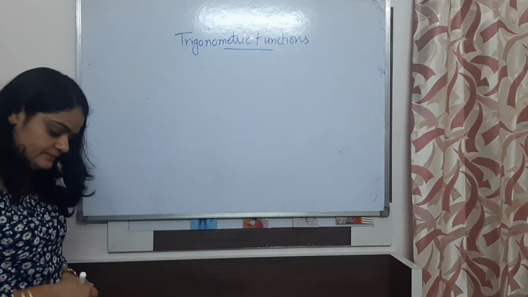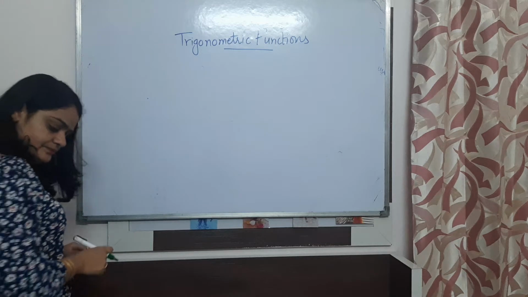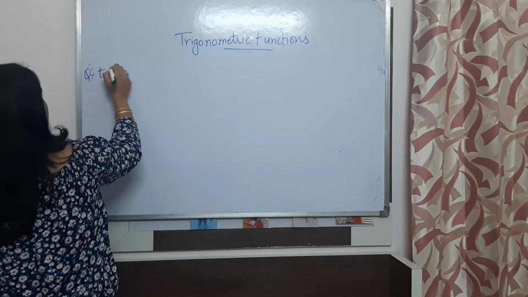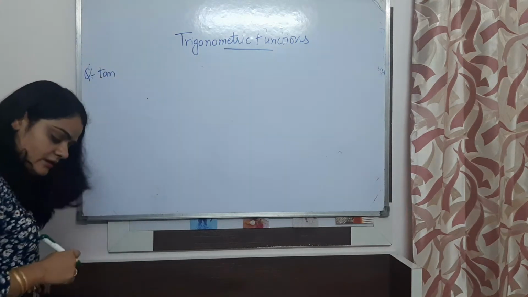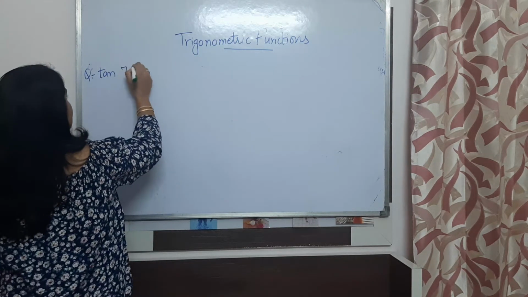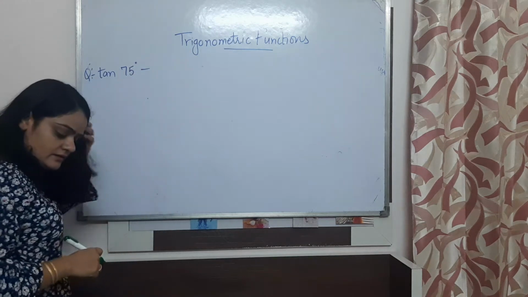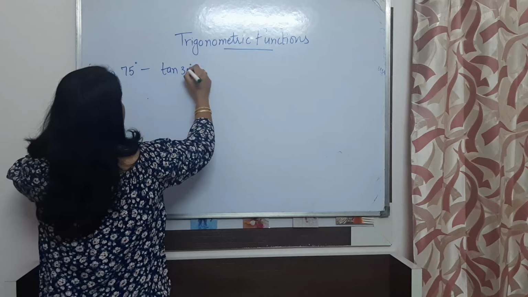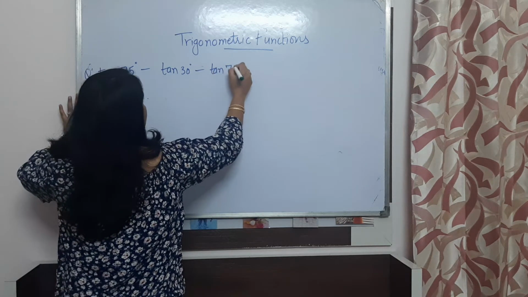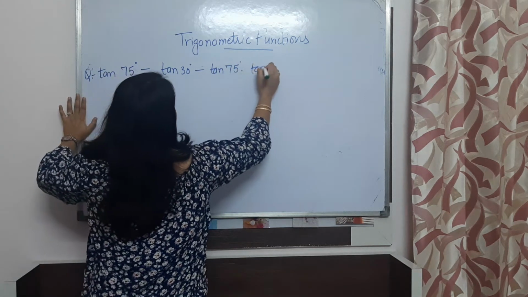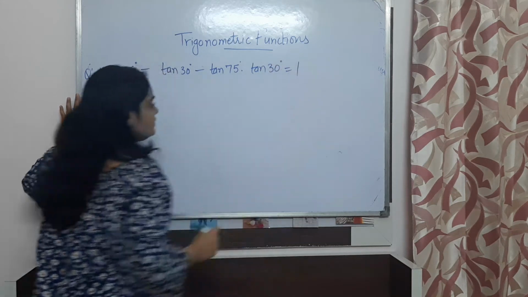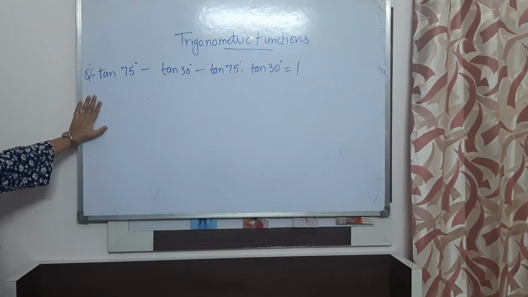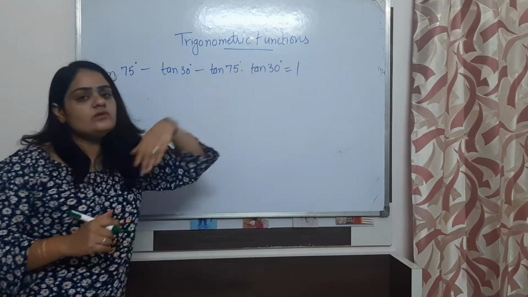Now let's do one more question, the same type of question actually. I am taking tan 75 minus tan 30 minus tan 75 into tan 30 is equal to 1. Now we need to prove this thing, that this is equal to 1.